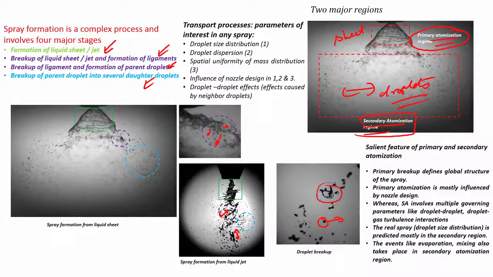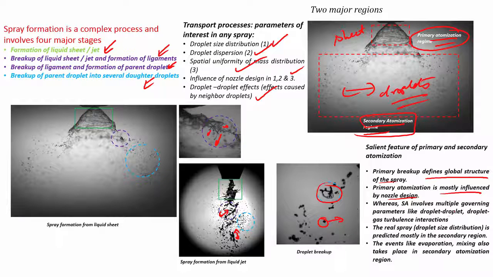And there are different parameters of interest over here: the droplet size, the droplet dispersion, the spatial uniformity, the nozzle through which these droplets are coming out, the droplet effects, that means one droplet sees another droplet in its neighborhood, what does it do. So, primary breakup will define the global structure. The primary atomization is influenced by the nozzle, and there are other parameters, not just the nozzles, the flow field and other parameters.